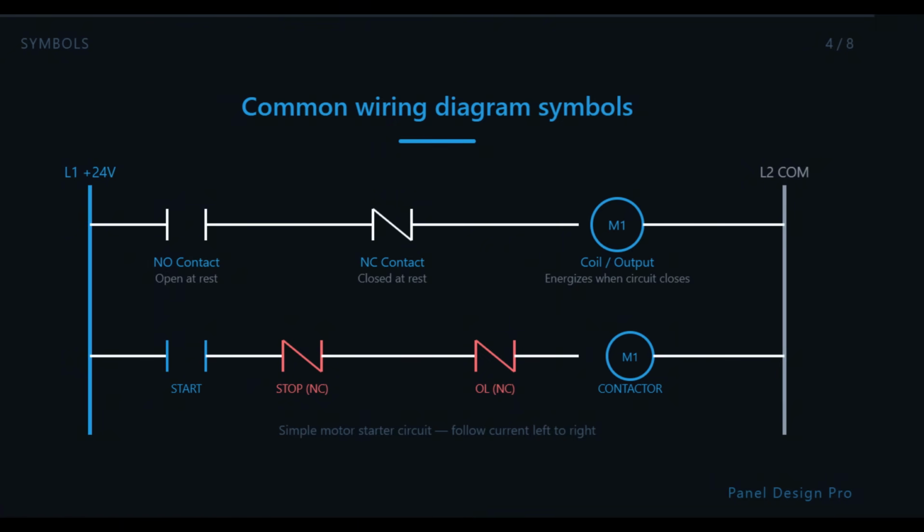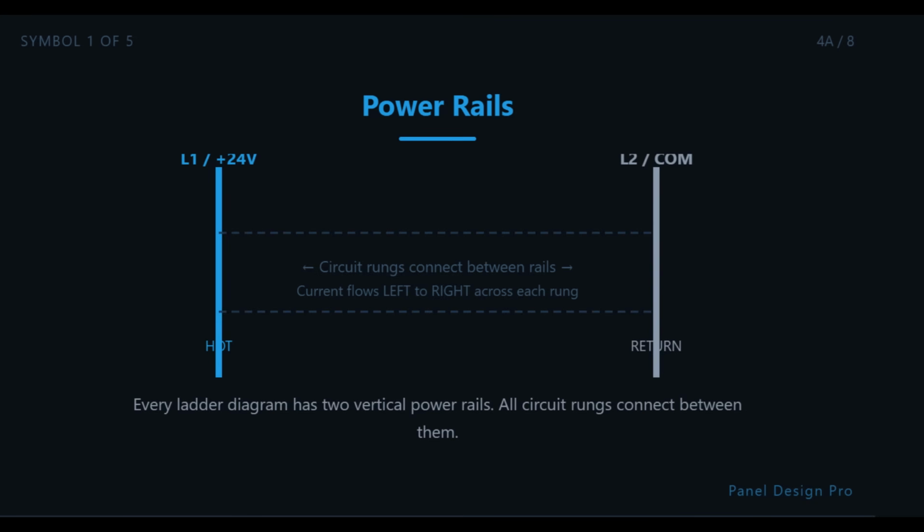Every component in a wiring diagram is represented by a symbol. Once you learn these symbols, the diagram starts to make sense immediately. Let's go through the most common ones. First, the power rails. On a ladder diagram, you'll see two vertical lines running down the left and right sides of the page. The left rail is your hot or positive supply, usually labeled L1 or plus 24 volts. The right rail is your neutral or negative return, labeled L2 or common. Every circuit rung connects between these two rails.